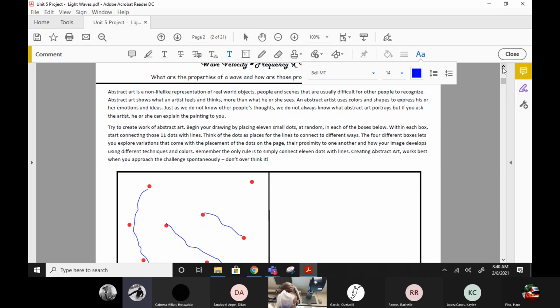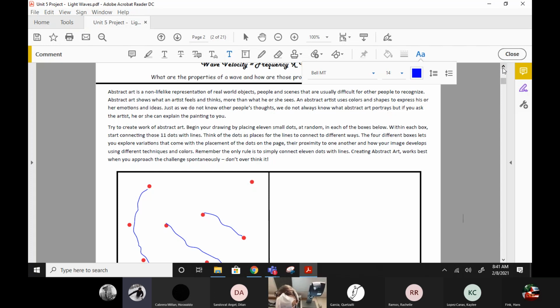Begin your drawing by placing 11 small dots at random in each of the boxes below. Within each box, start connecting those 11 dots with lines. Think of the dots as places for the lines to connect to different ways. The 4 different boxes let you explore variations that come with the placement of the dots on the page, their proximity to one another, and how your image develops using different techniques and colors.